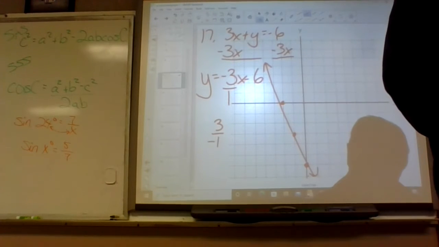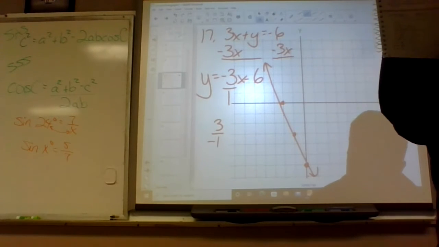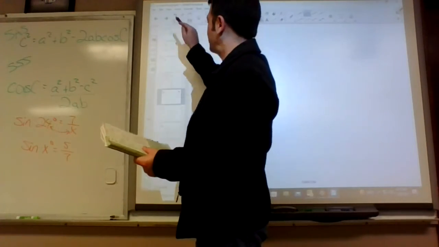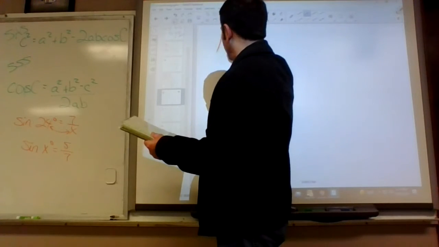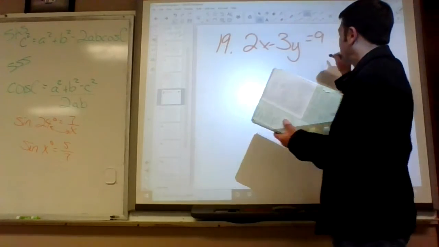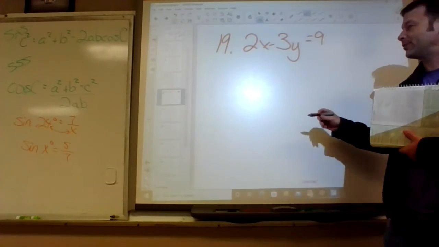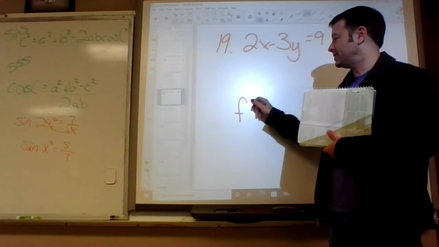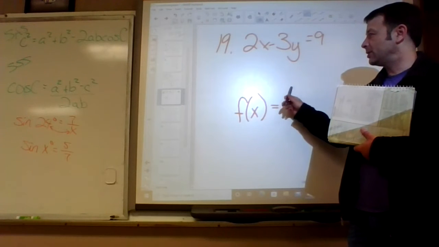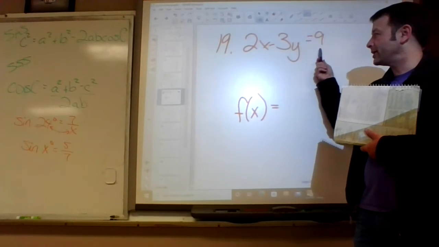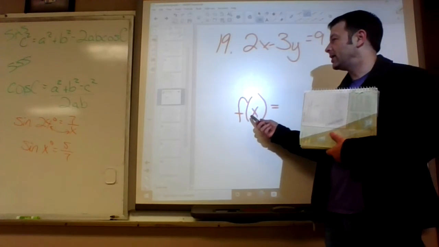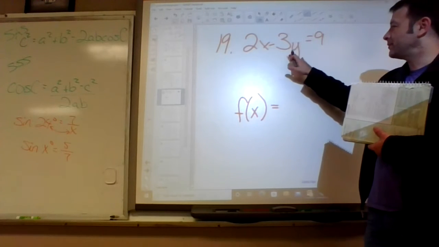Number 19 says, write each equation as a linear function, then graph the function. I don't think we did something exactly like this, but it's pretty much the same thing as a lot of other stuff you did. So how do we write something in function form? Well, basically, remember that f of x replaces the y value? So really what we need to do is just solve this for y, and then turn it into an f of x. But we also have to graph it. So how do I solve this for y?